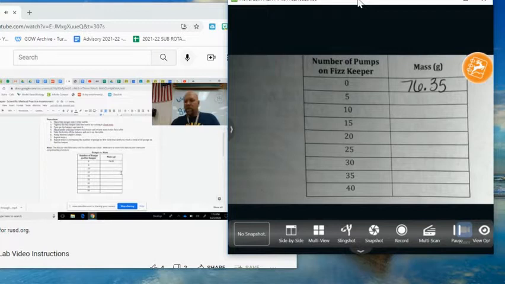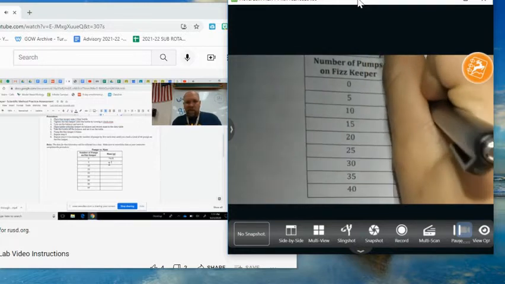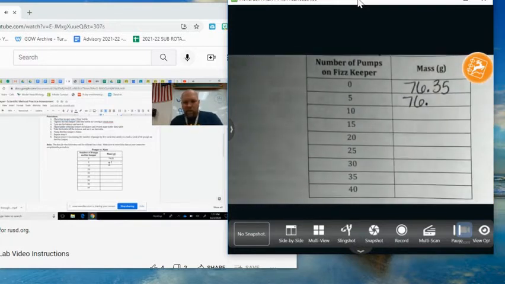Now what I'm going to do is take the bottle off. I'm going to pump it 5 times. 1, 2, 3, 4, 5, and weigh it again. And I get 76.39 grams.